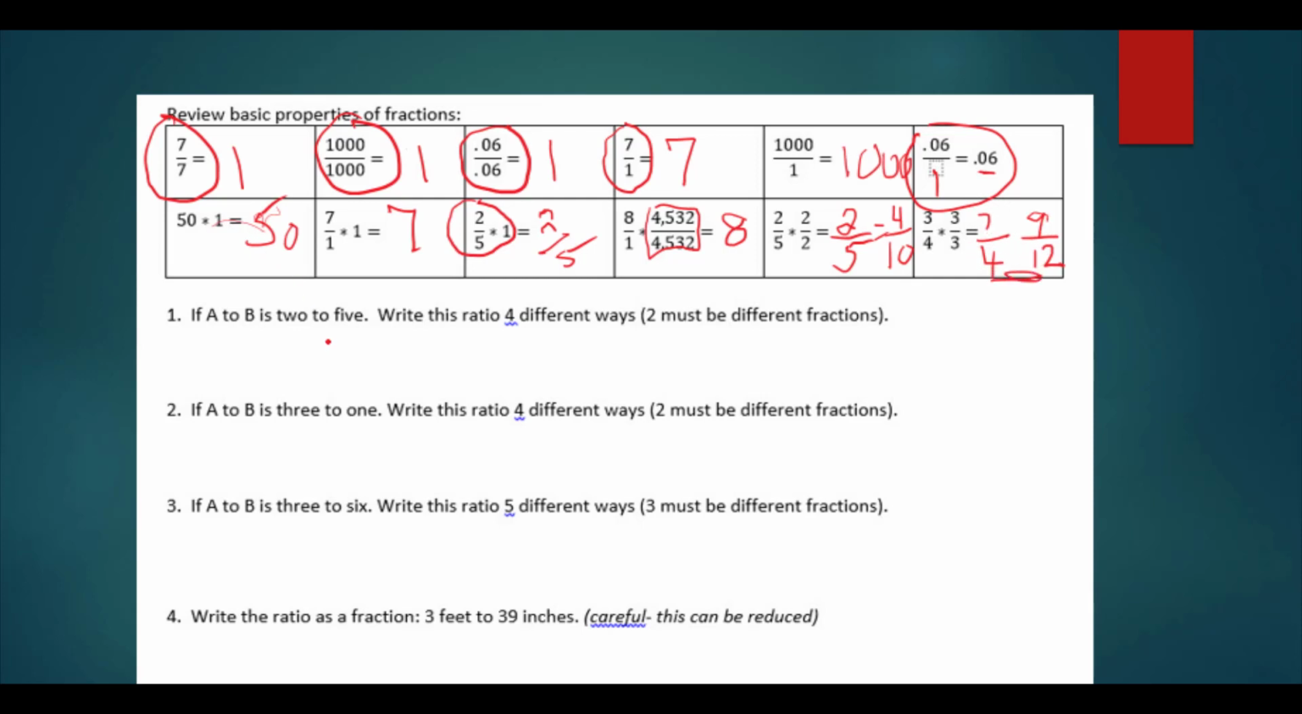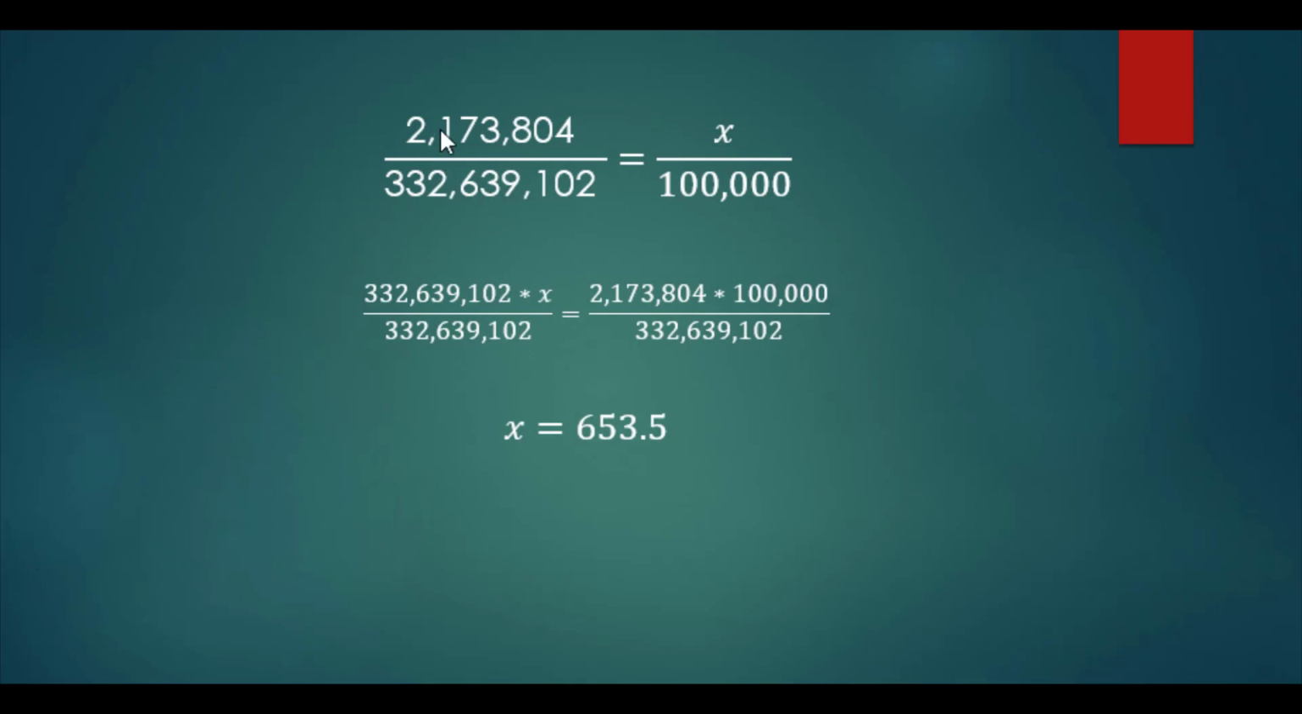So let me just pause for a minute and go back to another problem we were just looking at. So this is the problem we looked at with confirmed cases of COVID in the United States, population of the United States. And we changed it and we found the value of X is 653.5. I just want you to realize this. This ratio here is the same as this ratio here.